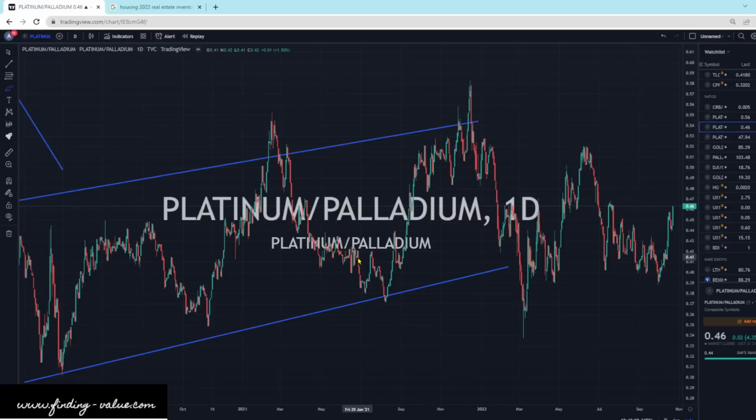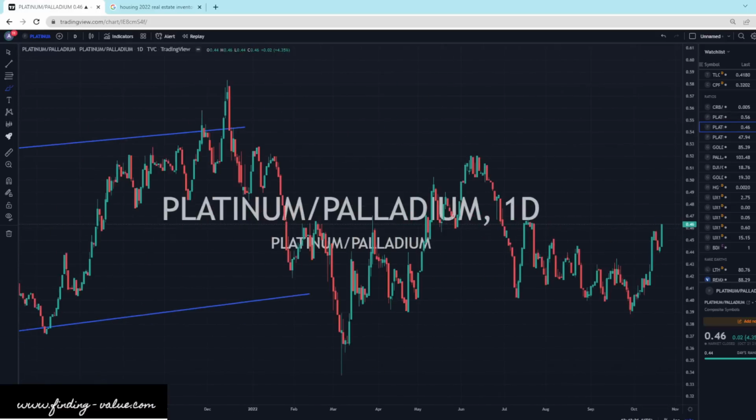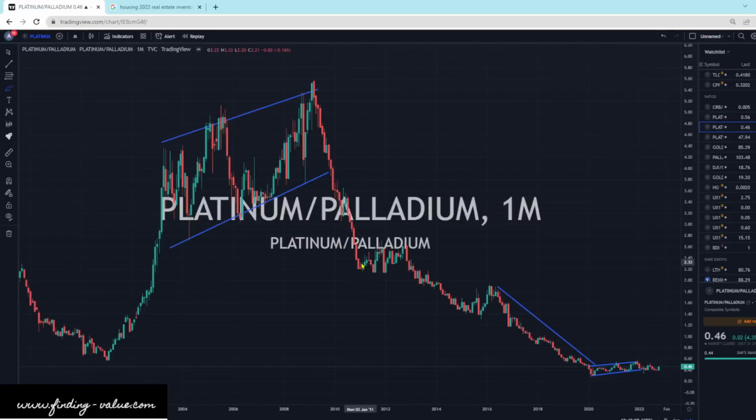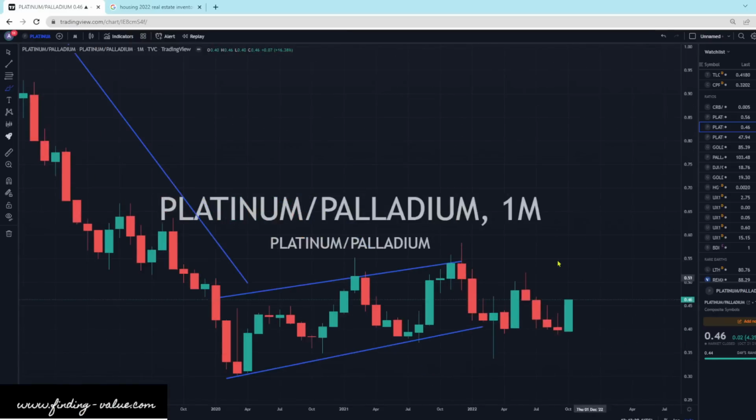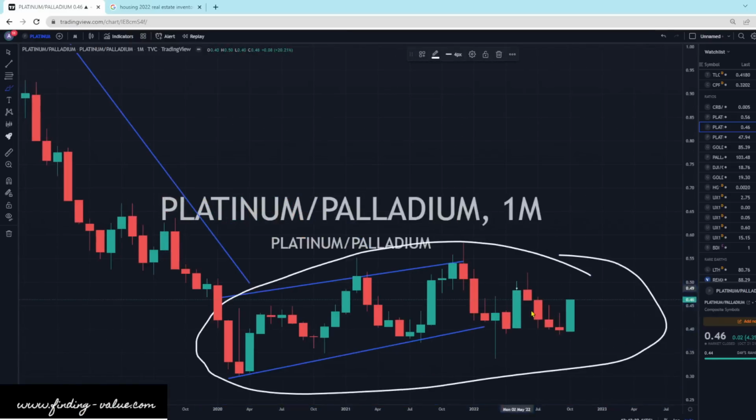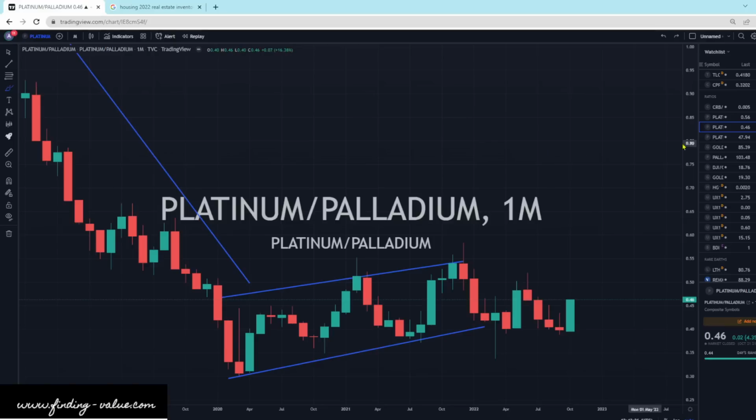Platinum against palladium, it's also outperforming this past week. Done very well. Big long-term view on this. We've got nice big green candles coming in, small sell-offs. I think platinum will outperform palladium.